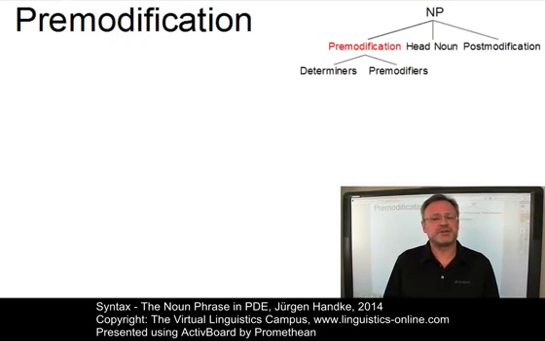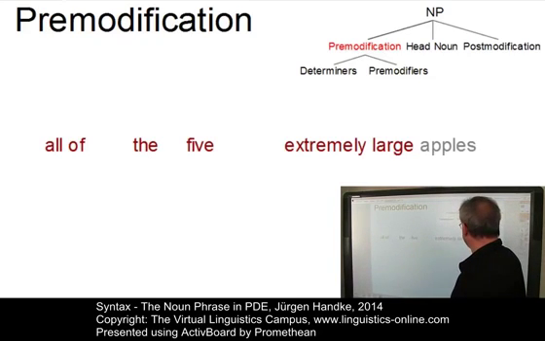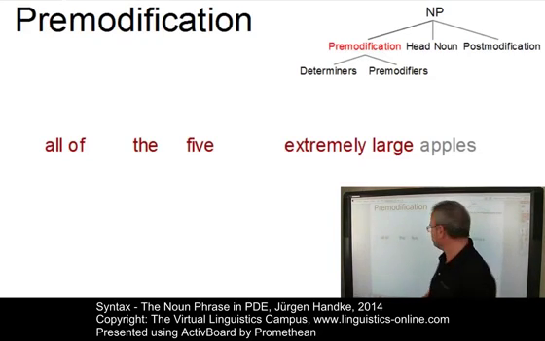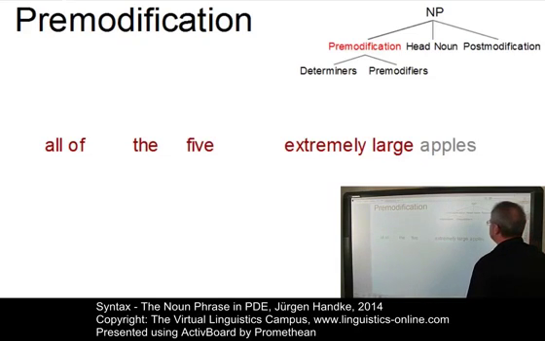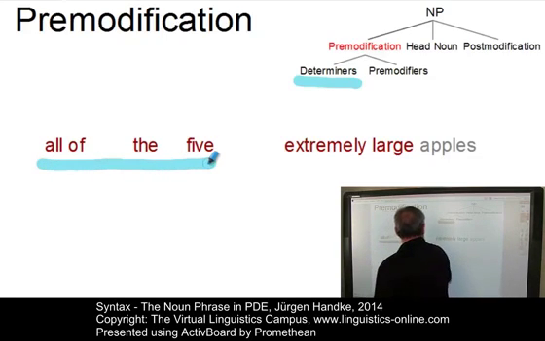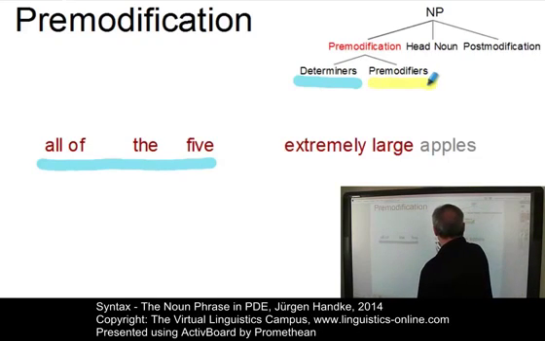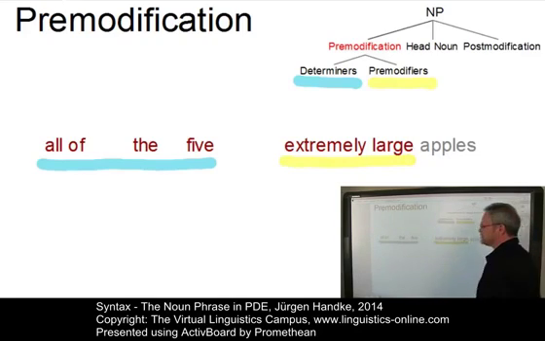When used in discourse, noun phrases refer to the situational and linguistic context. The kind of reference depends on the pre-modification structure of a noun phrase, that is, by the items that pre-modify the head noun or that stand before it. Here is an example. All of the 5 extremely large apples. This is a noun phrase where we can identify a set of determiners, for example, all of the 5, and where we can identify pre-modifiers, for example, extremely large, and apples is of course the head.